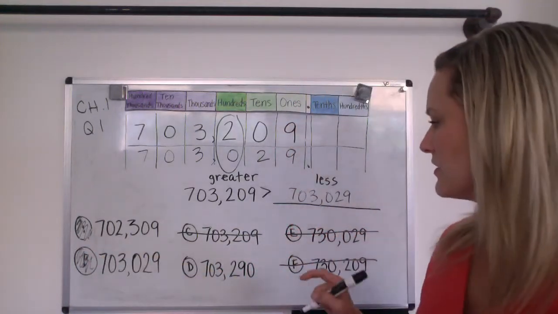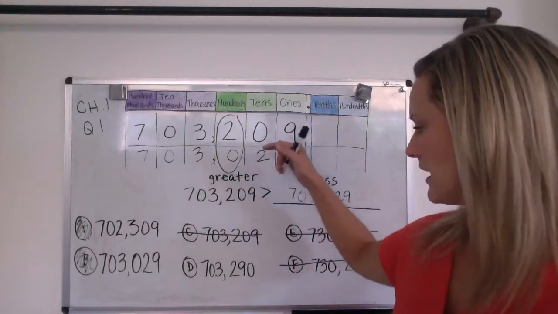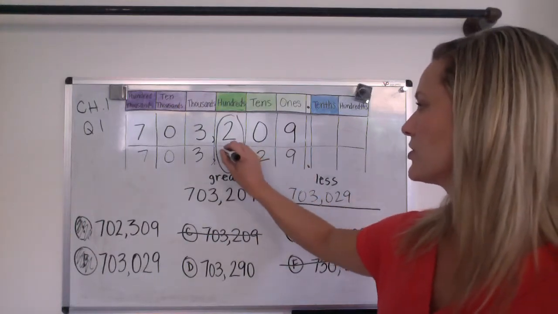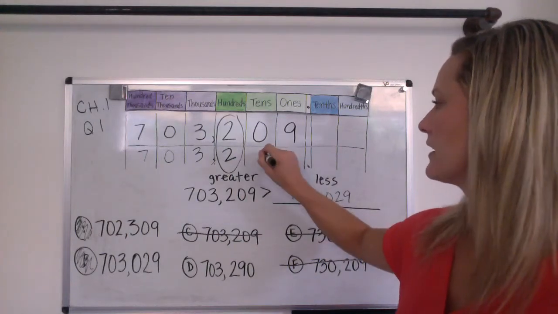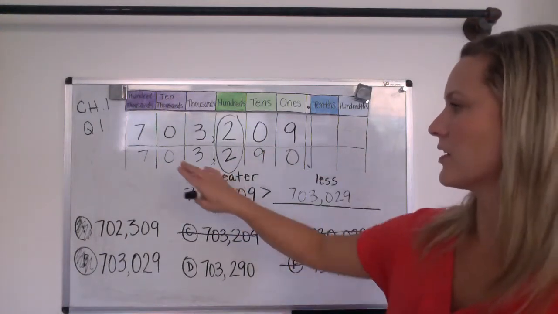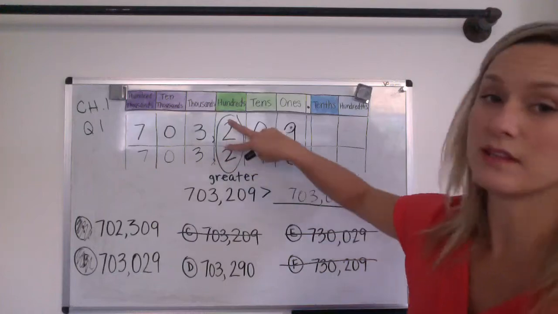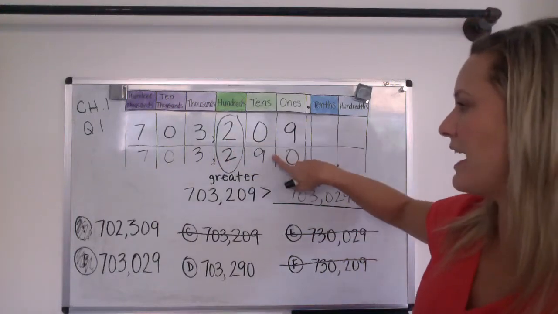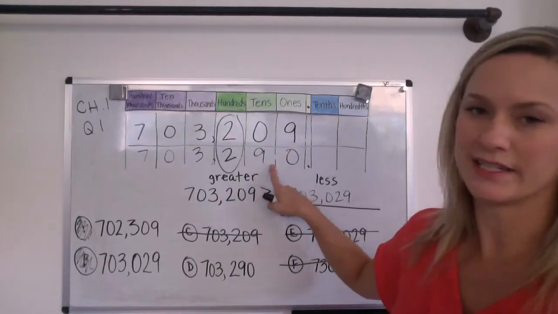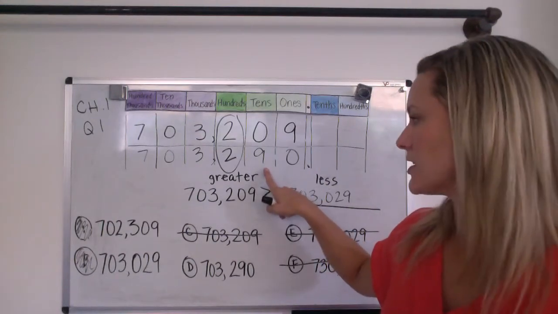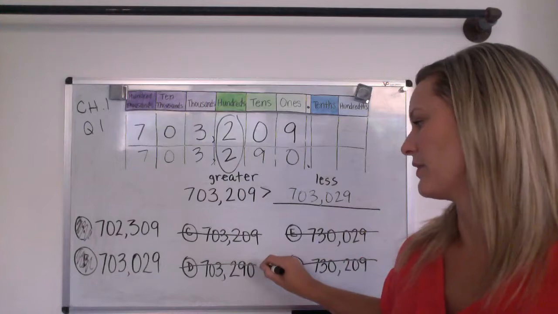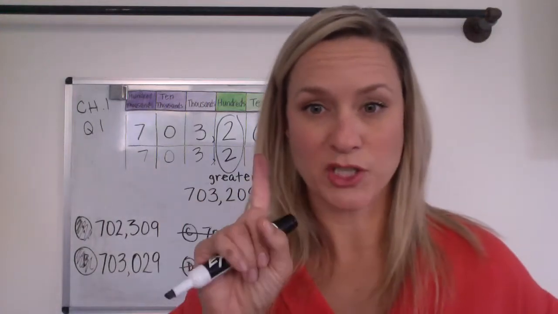All right, so let's check out D. 703,000, same. And then this is 290. All right, so same. These are the same this time. But now we've got a 0 and a 9 that we're going to compare. And we know 9 is greater than 0. So this one's out because this one's going to be greater. All right, that was question 1.